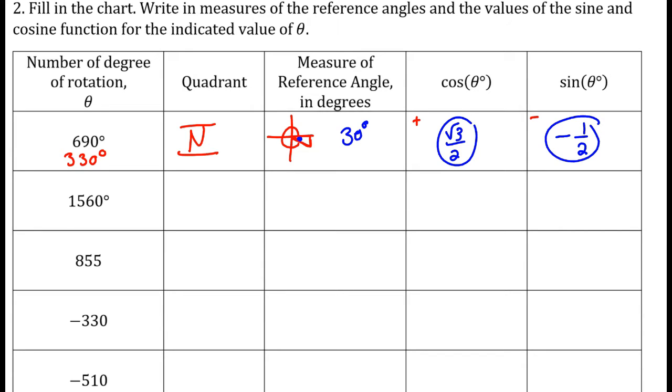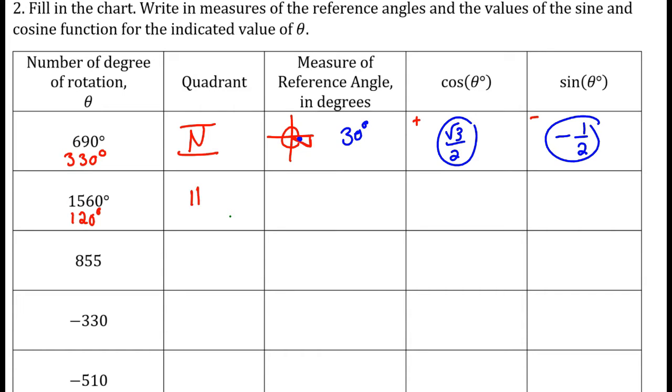1560. Clearly that number is bigger than 360 degrees. So let's figure out what it's coterminal with. I'm going to just keep subtracting 360 from it until I get an angle that is between 0 and 360. So 1560 minus 360, minus 360, minus 360, so close, minus 360, 120 degrees. This angle is coterminal with 120 degrees.